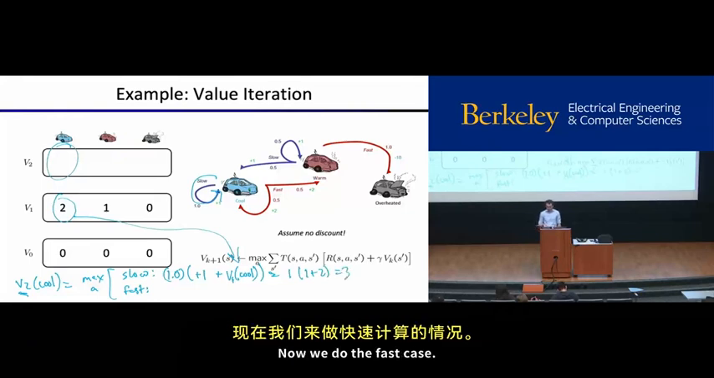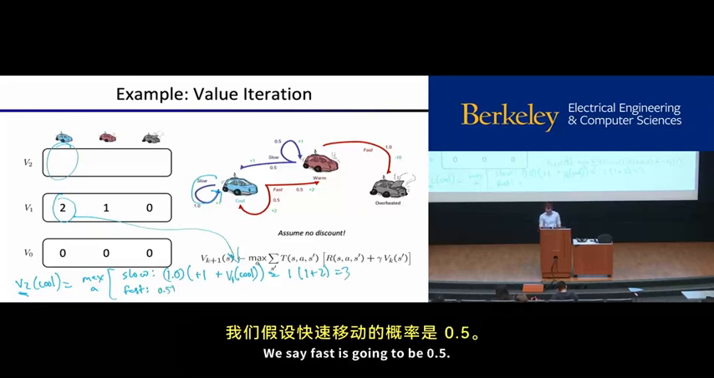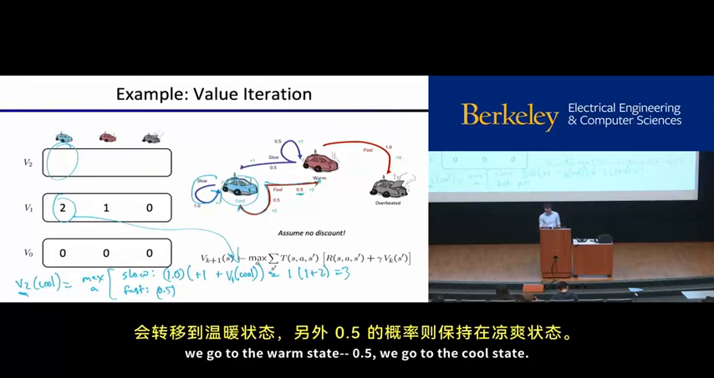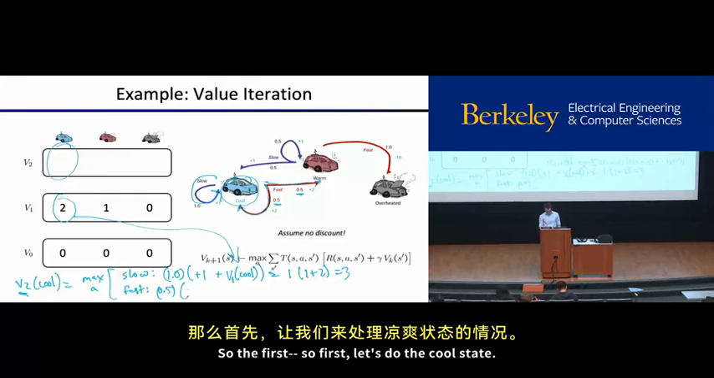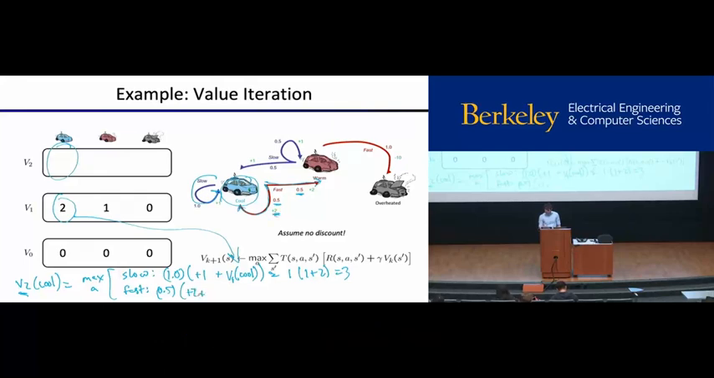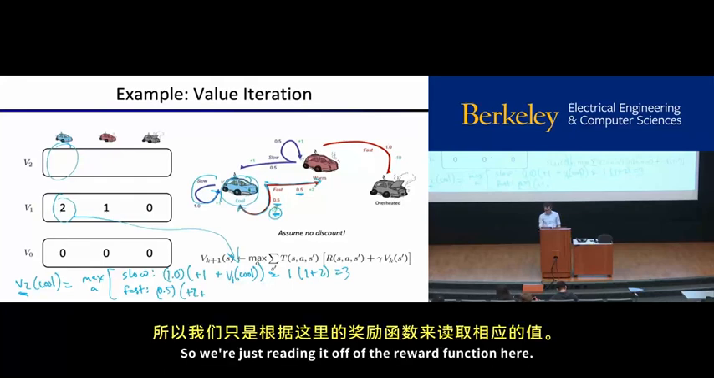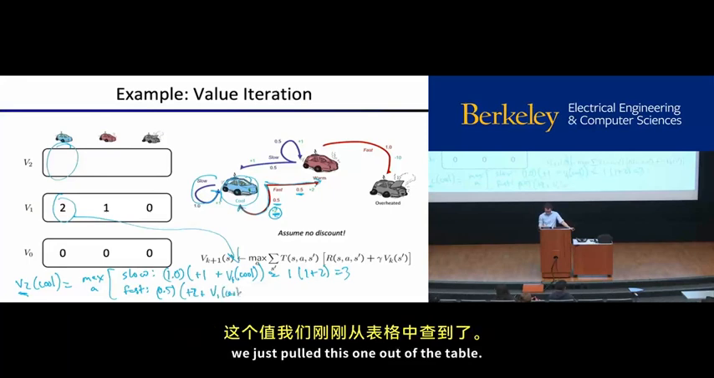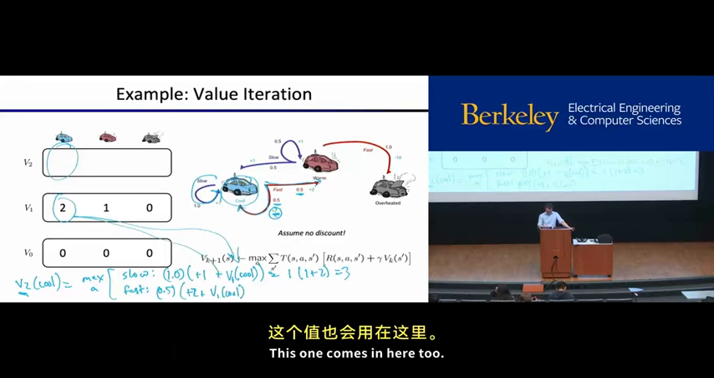Okay? Now we do the fast case. We say fast is going to be 0.5. Why is it 0.5? Because if we're in the cool state and we take the fast action, 0.5 of the time we go to the warm state, 0.5 we go to the cool state. So first let's do the cool state. It's plus 1, and then it's plus 2. Right? So we're just reading it off of the reward function here. So plus 2, and then the value of being in the cool state, which we just pulled out of the table. This one comes in here too.